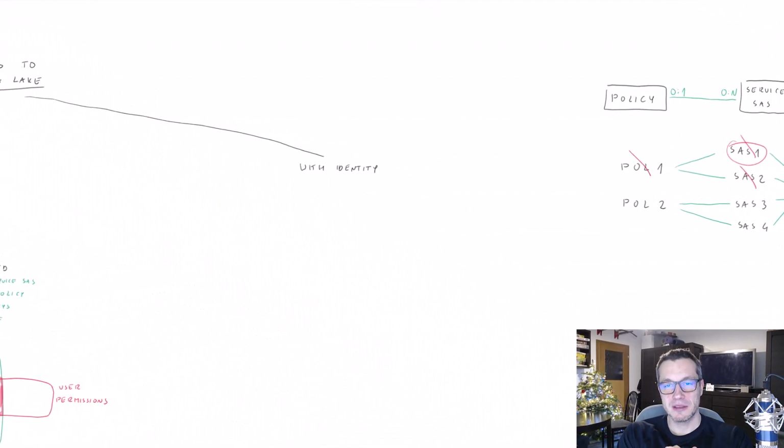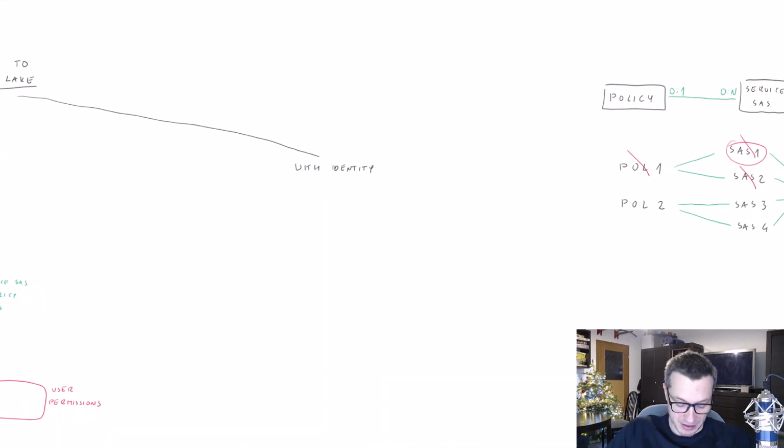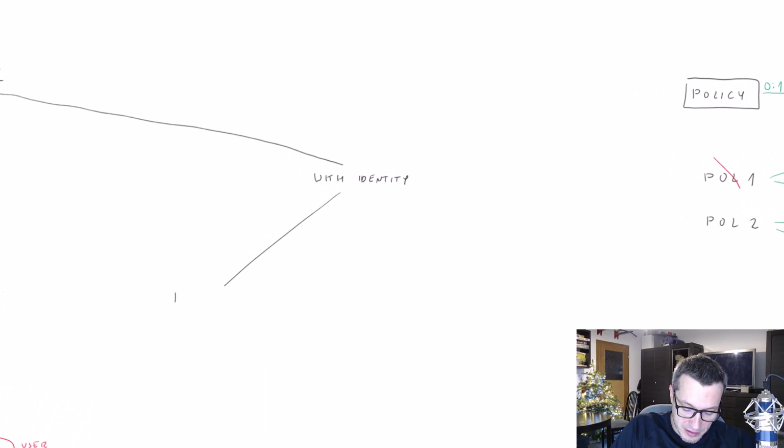Let's get started. Alright, so let's jump into this with identity section of methods we can use to connect to a data lake. And here we've got two methods. So let me write them down. But actually today I will talk about the first one, which is simply called RBAC. RBAC, which stands for Role-Based Access Control.